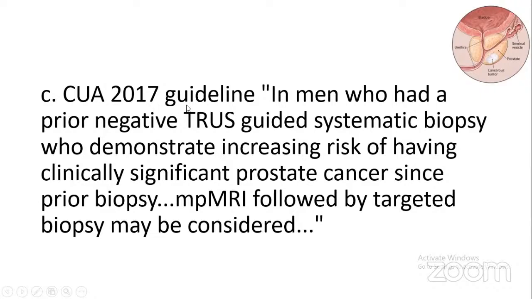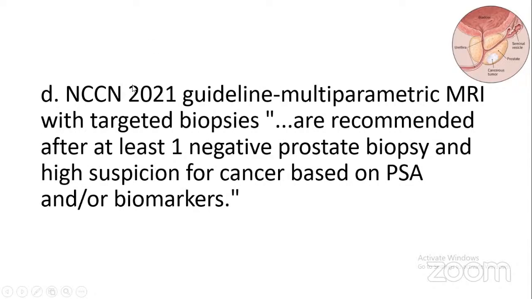CUA 2017 guideline: in men who had prior negative TRUS-guided systematic biopsy who demonstrate increasing risk of having clinically significant prostate cancer since prior biopsy, multiparametric MRI followed by targeted biopsy may be considered. NCCN 2021 guideline: multiparametric MRI with targeted biopsy is recommended after at least one negative prostate biopsy and high suspicion for cancer based on PSA and/or biomarkers.